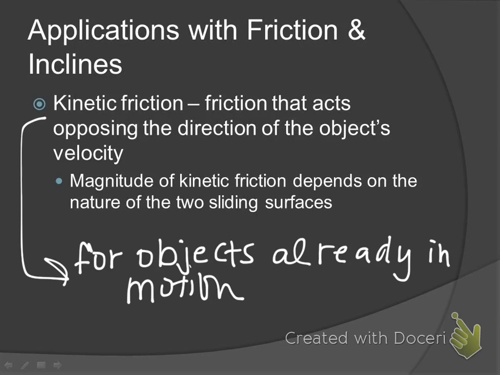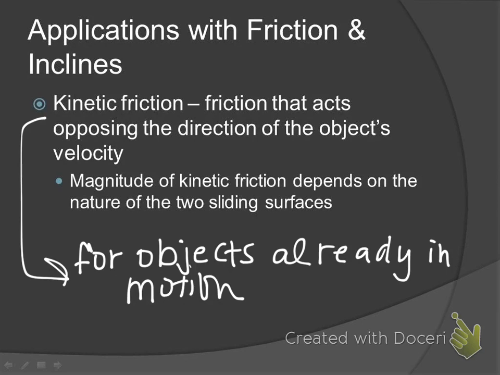So the magnitude or the size of our kinetic frictional force depends on the two surfaces that are interacting, right? Whether it's ice, whether it's cement, whether it's rubber, those types of things depend, and they change the amount of friction that we have acting. Okay, so give me some examples of surfaces that have little friction. Ice is one, right? When things are wet, they have less friction.